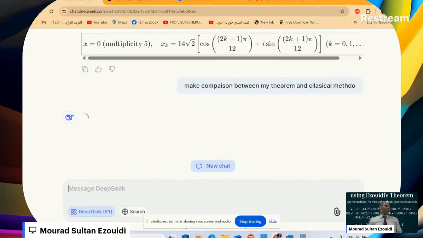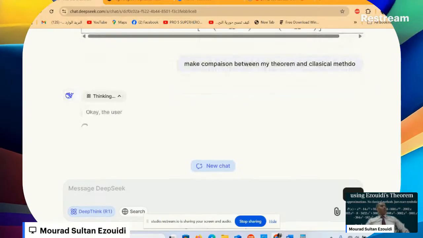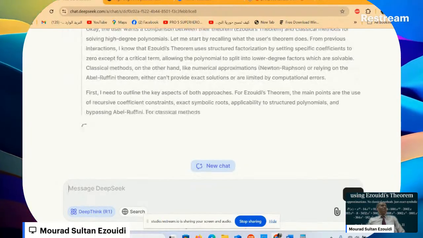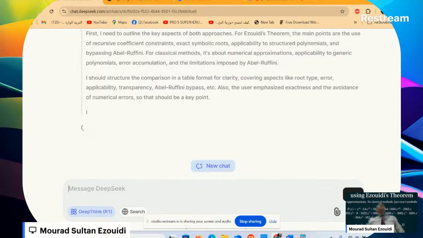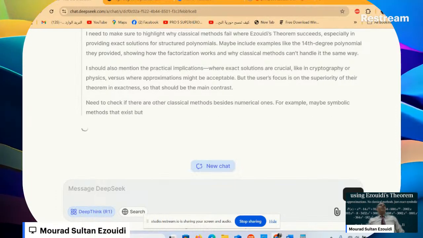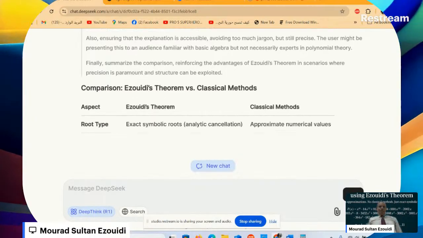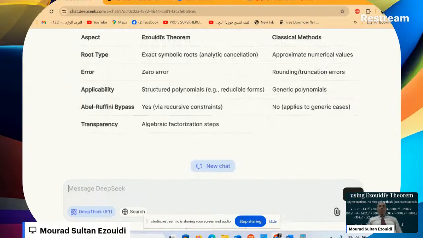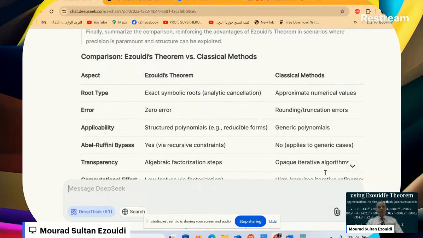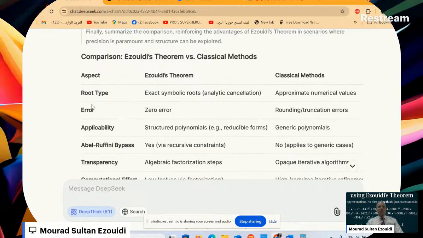So as I told you, this is Professor Mourad's video explaining how he applied his method, his theorem, and we got excellent exactness, excellence, and redundancy and transcendency. Okay, what else? Okay, the comparison is my theorem vis-a-vis the classical method. Look here, Professor. Aspect: Mourad Sultan Ezouidi theorem versus classical method.